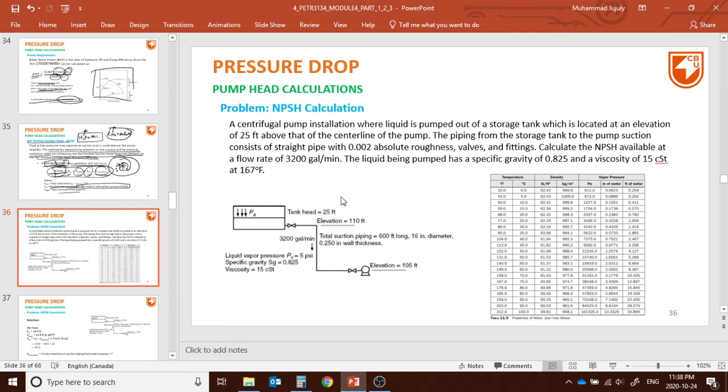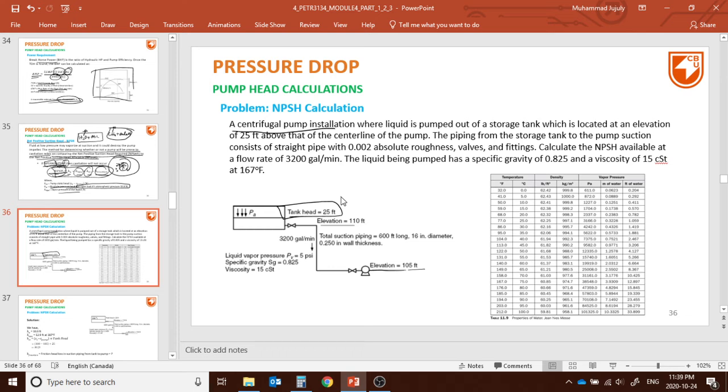For instance, we install a centrifugal pump, where the liquid will be pumped out of a storage tank, which is located at an elevation of 25 feet. So this tank head is at an elevation of 25 feet above the center line of the pump. So this is the center line of the pump.